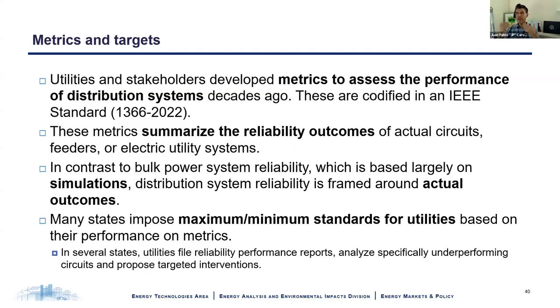They're more used to verify how it's working and make some adjustments. These metrics summarize the reliability outcomes of actual circuits, and typically at an aggregate level. So in contrast to bulk power system reliability, which is largely based on simulations, distribution system reliability is framed around actual outcomes about performance. In several states, there are maximum or minimum standards for utilities based on performance. For example, these circuits cannot have more than X amount of duration, X amount of hours without power, or customers in this particular circuit cannot suffer more than X interruptions in a given time period.